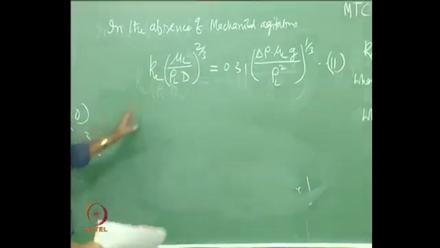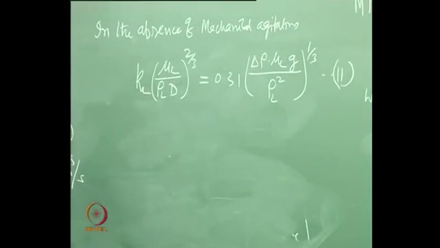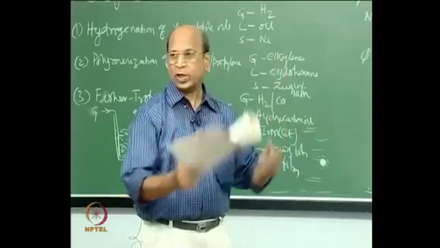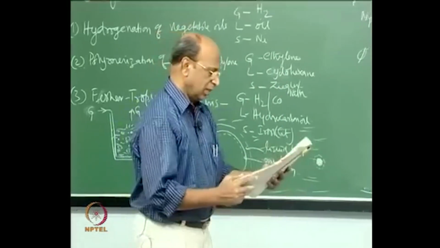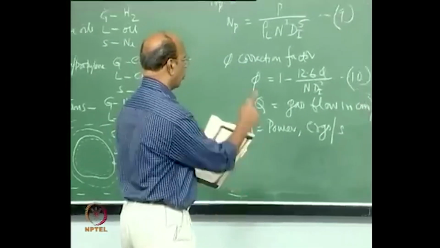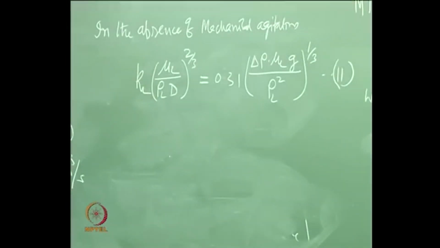This KL can be used to find out the mass transfer if you do not have mechanical agitation, if the bubbles are simply going up with buoyancy. The other things we know: rho L, mu L is the viscosity of the liquid, delta rho is the density difference, g we know, and D is the diffusivity. So, that is the one for KL.